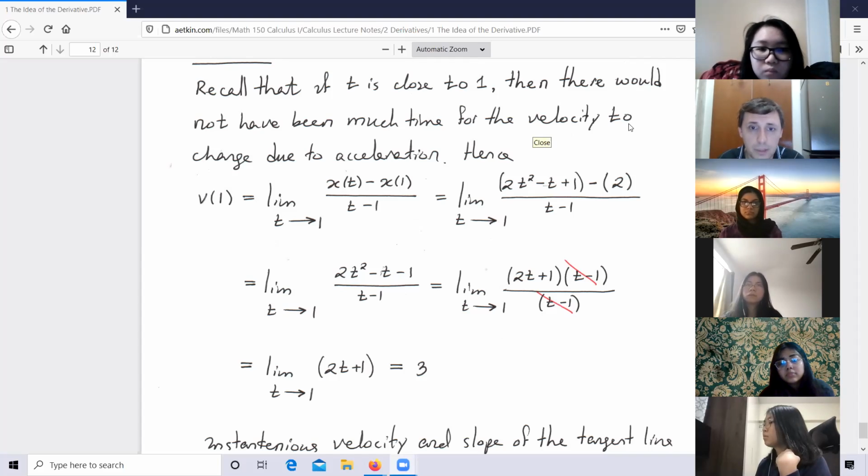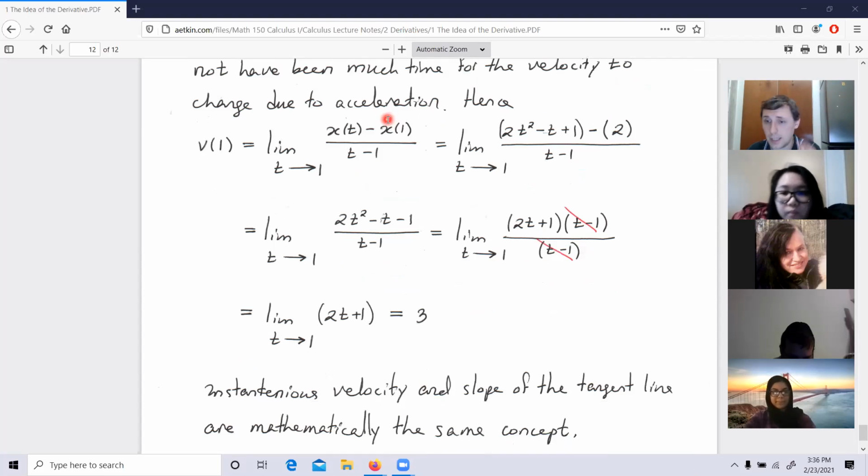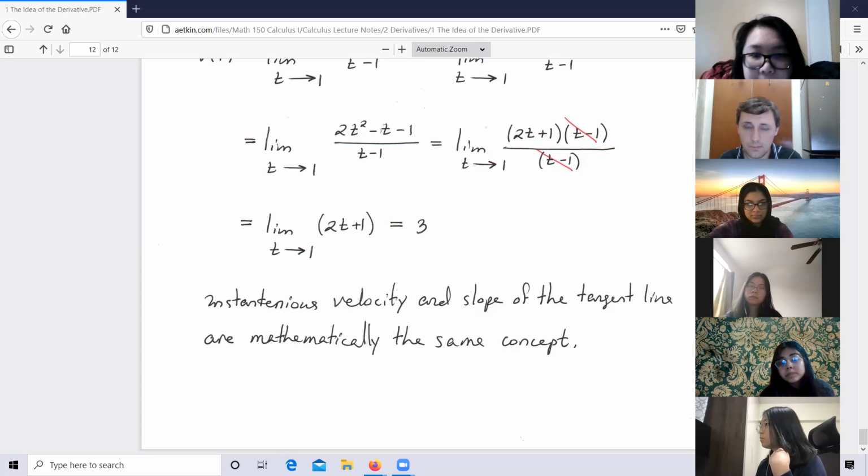This formula, x of t minus x of 1, is the difference of position divided by difference of time. In case you're moving at constant speed, that indicates how much distance you traveled in that amount of time. So then you push the limit as t goes to 1. You can factor this thing out, and you get that the velocity is 3. Do you understand? Very different feeling for the concept, but the same result.